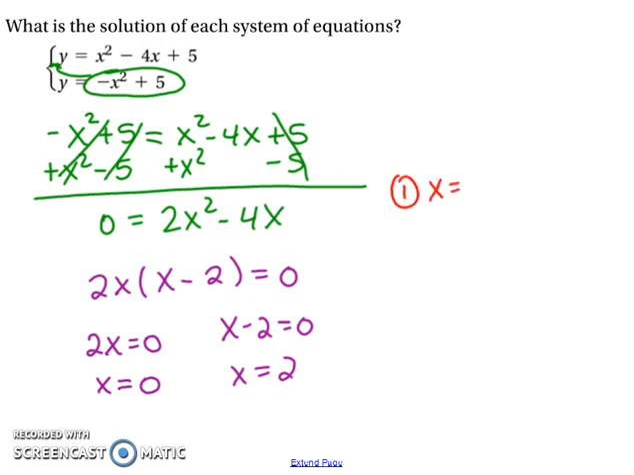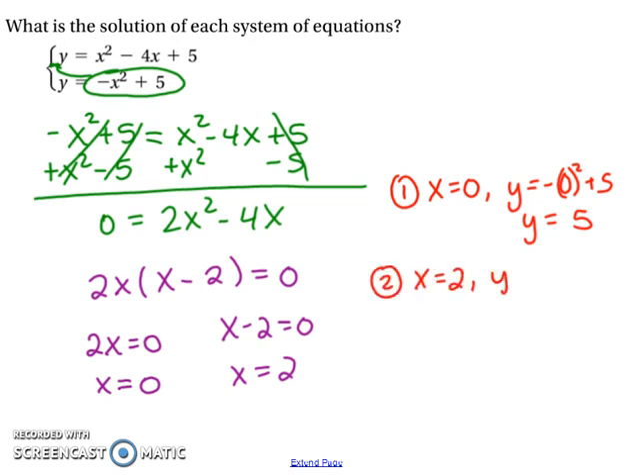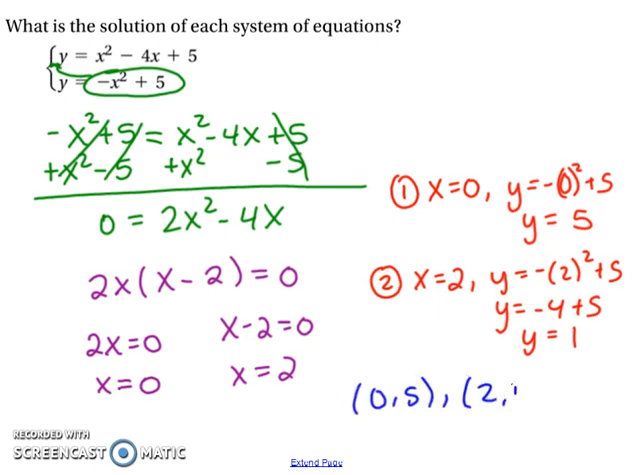So when x equals 0, you can plug it into any of the two equations. So I'm going to plug it into the bottom one. So I'm going to say y equals negative 0 squared plus 5. So y equals 5. And in the second one, when x equals 2, y is going to be negative 2 squared plus 5. So that's going to be negative 4 plus 5. So y equals 1. So our two solutions then would be 0, 5 and 2, 1.